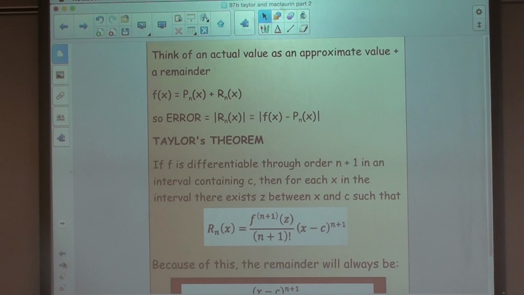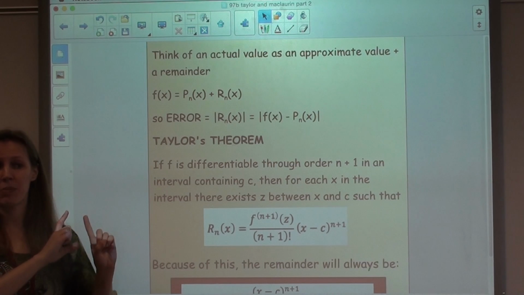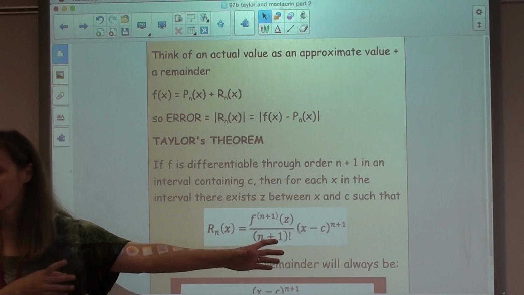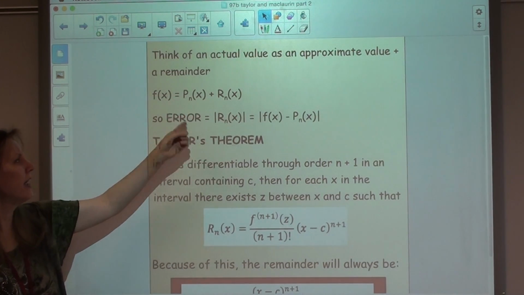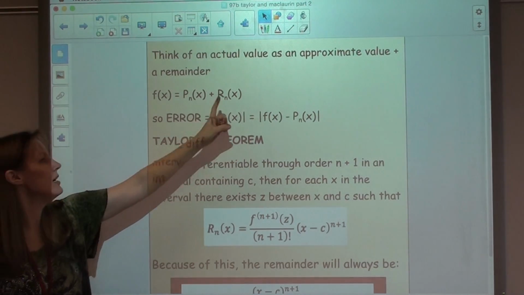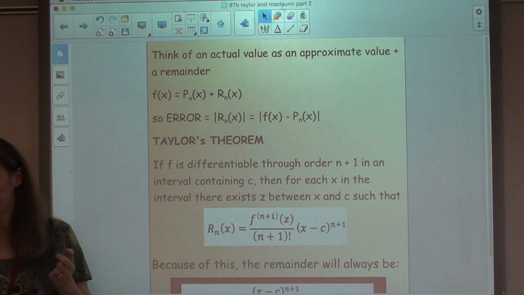If you think of the actual value as the approximate value plus a remainder, say we were actually finding e to the point 2. The actual value of e to the point 2 equals the approximation we just found plus some stuff that's left over. We call the stuff that's left over the remainder. The error is the absolute value of the remainder, which means the error is the absolute value of the true function value minus our polynomial approximation.